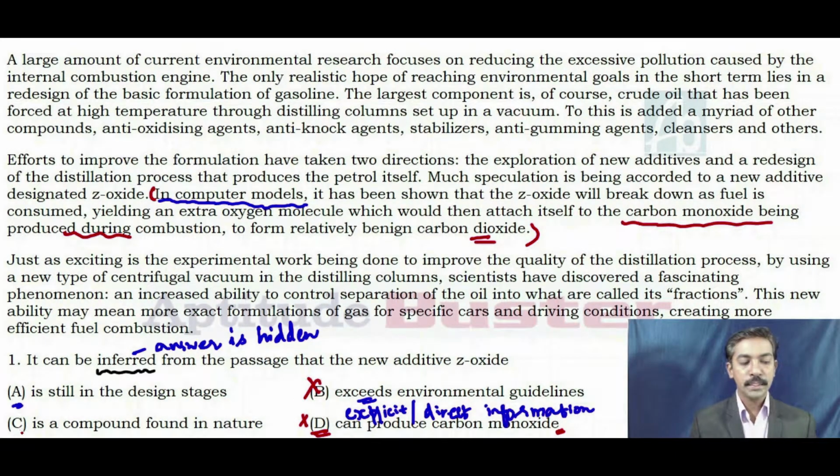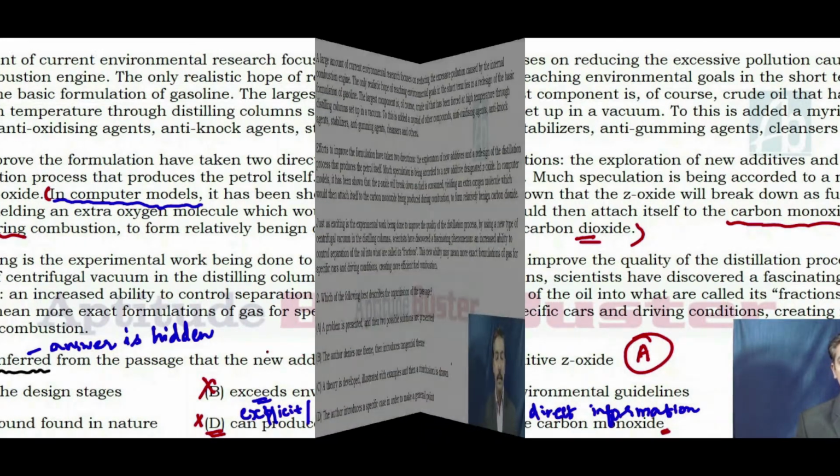Look at option C. It's a compound found in nature. We know that this is not a natural compound. We are talking about new additive, which means that this is artificial. This is completely man-made. So option C is also eliminated. The right choice is option A. New additive Z oxide is still in the design stages.